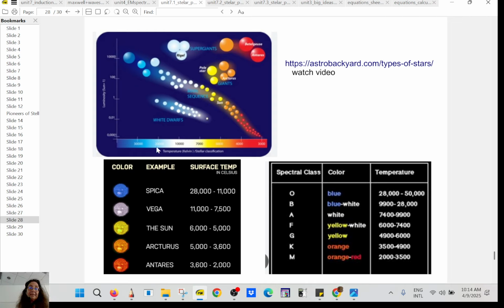On the x-axis, we talked about that, you have the classes. So you have O, B, A, F, G, K, M: "Oh, boy, fine guy, kiss me lovingly." And now we have also the temperature of the stars. And on the y-axis, you have the power output, the luminosity. And you can compare that to the sun.